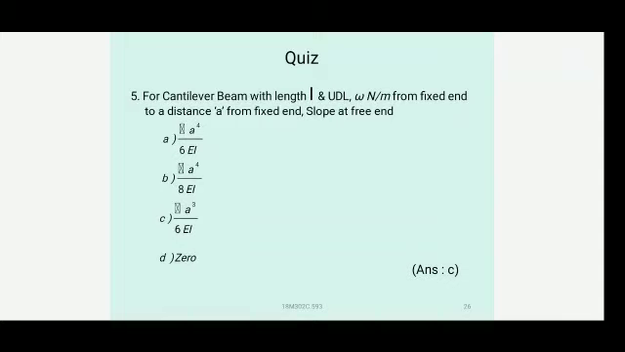Quiz 5. For a cantilever beam with length L and UDL W Newton per meter from the fixed end for a distance A, slope at free end: A, WA to the power of 4 by 6EI. B, WA to the power of 4 by 8EI. C, WA cube by 6EI. D, 0. The answer C is correct, WA to the power of 3 by 6EI.